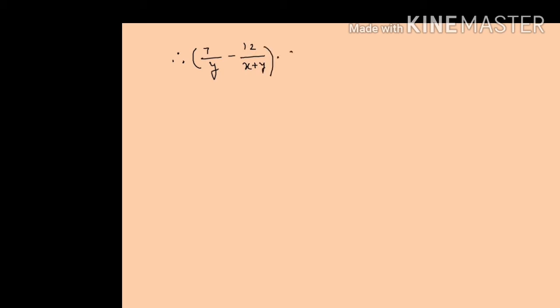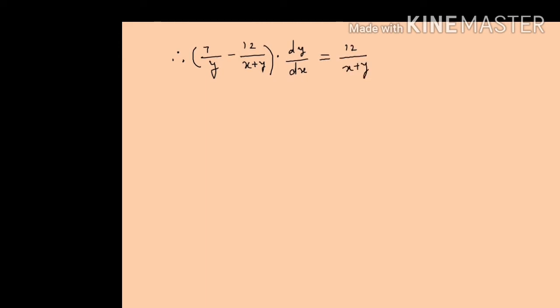Therefore 7 upon y minus 12 upon x plus y into dy by dx is equal to 12 upon x plus y minus 5 upon x.